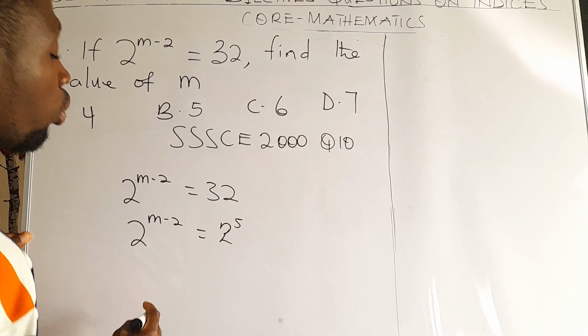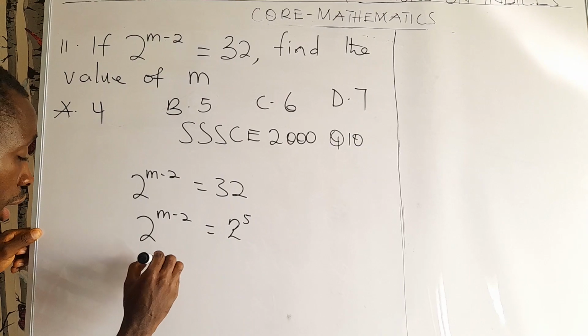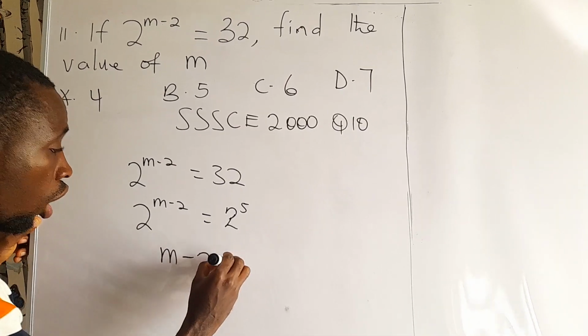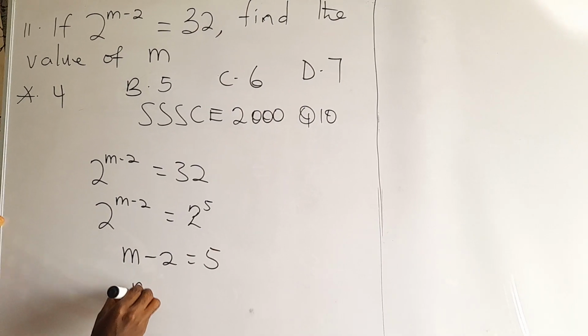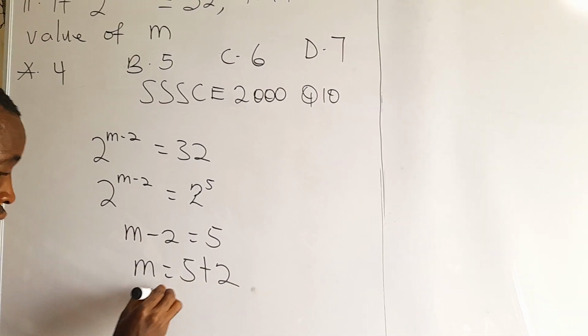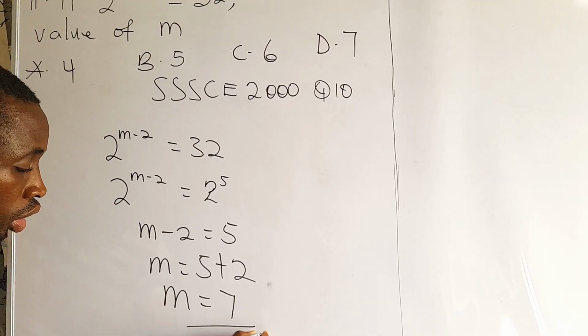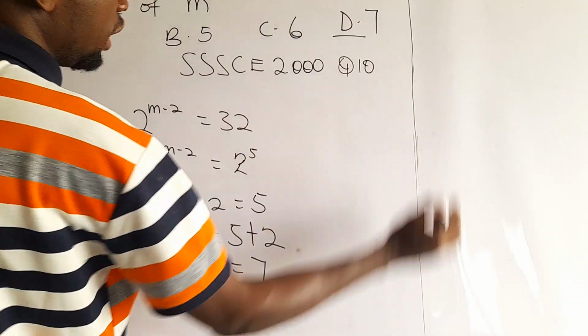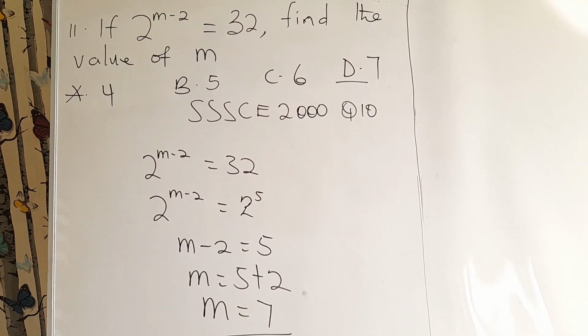2 exponent 5 will be 32. So now the bases are the same. We equate the exponents, so we say n minus 2 equals 5. So our n will be equal to 5 plus 2. So n is equal to 7. I hope you got the answer. So the correct answer here is D. I hope you had it correct.